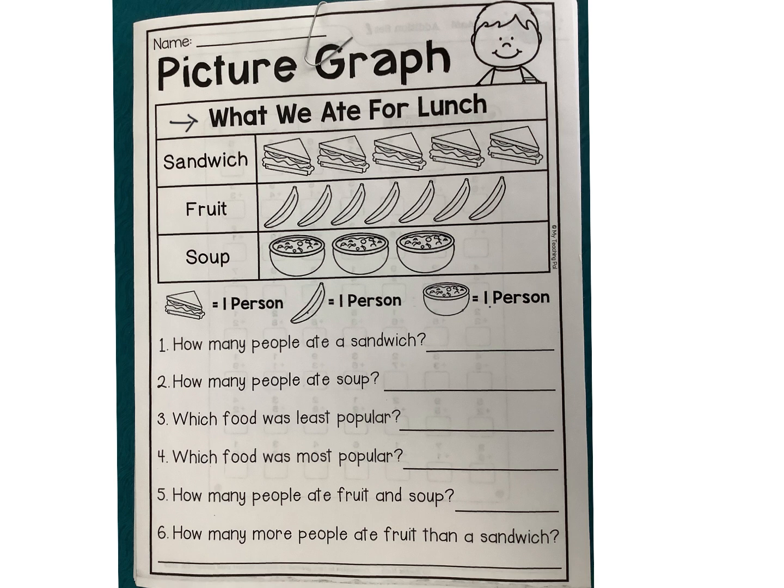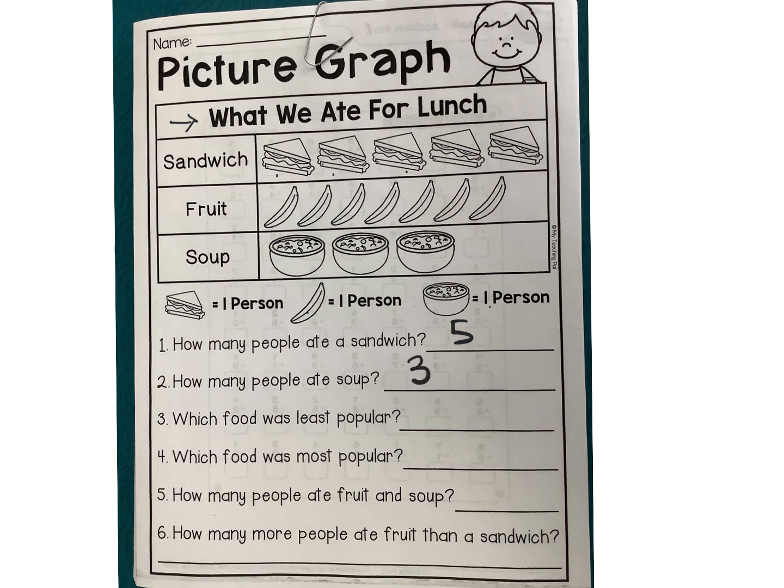Sometimes each symbol on the graph might stand for more than one thing, and you might have seen that in your dream box. So question number 1, how many people ate a sandwich? So look up here under sandwich and think about your answer. Good, did you get 5? Nice work. Question number 2, how many people ate soup? What did you decide? Good, the answer is 3.